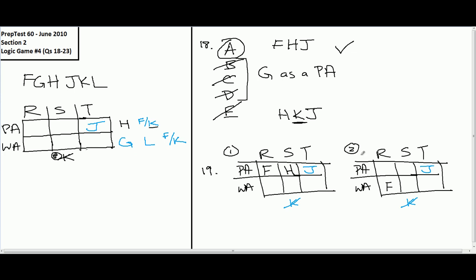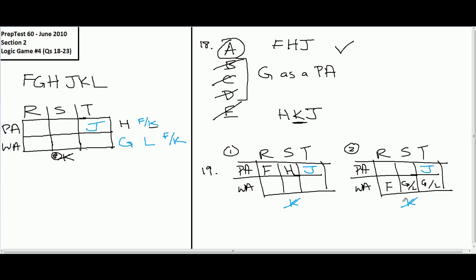So let's go over to the second possibility, where F goes as a writer's assistant to Romania. Well, what do we know down here? If F is a writer's assistant down here, that means that G and L go in some order down here. We don't know what order, but they fill these slots. Which means that what's left up here is H and K.